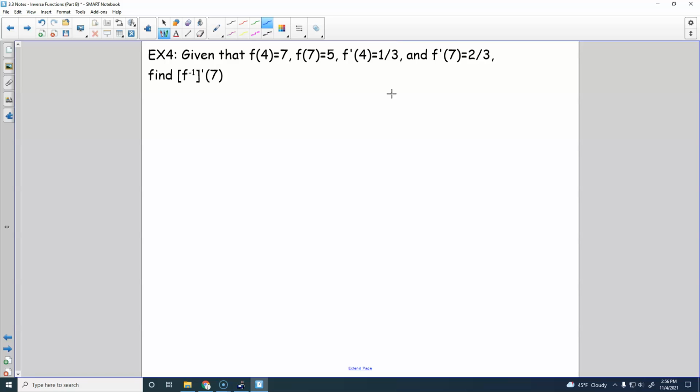Because this uses inverse notation, I'm going to use that notation here as well in that formula. So F inverse prime of X is 1 over F prime of F inverse of X. So this is a formula that you are going to need to have memorized.